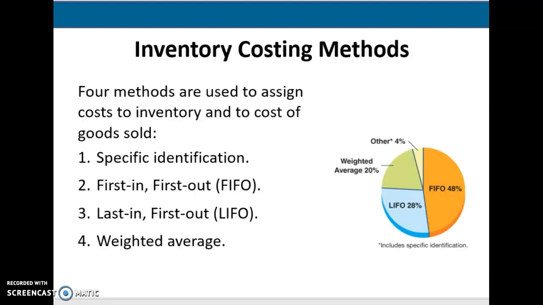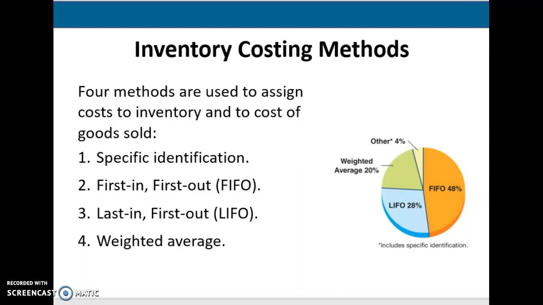Once we've done the count, now we have to come up with how we value that inventory. We have four methods we use to assign cost to inventory and a cost of goods sold. The first one is specific identification, and that one is obviously the most accurate. There we identify the goods, we know what we have left, we know what we sold. We specifically identify every good that we sell and match it up with the cost.